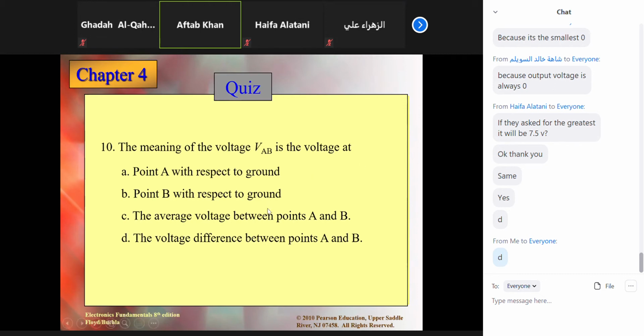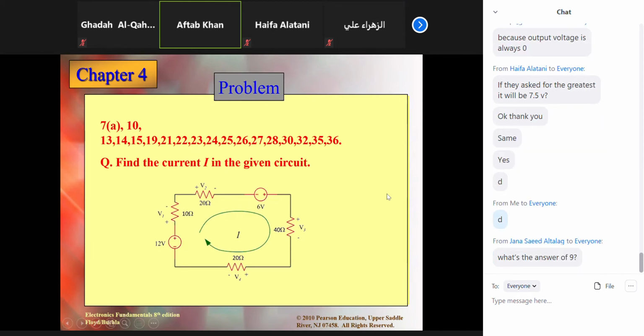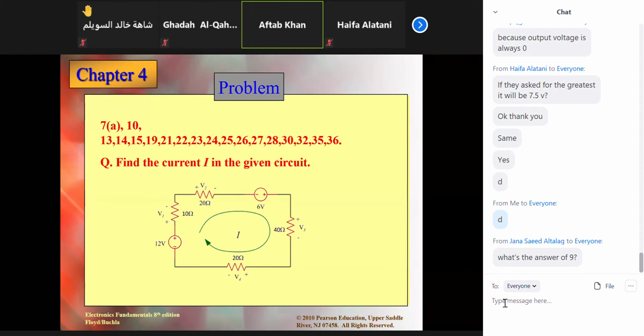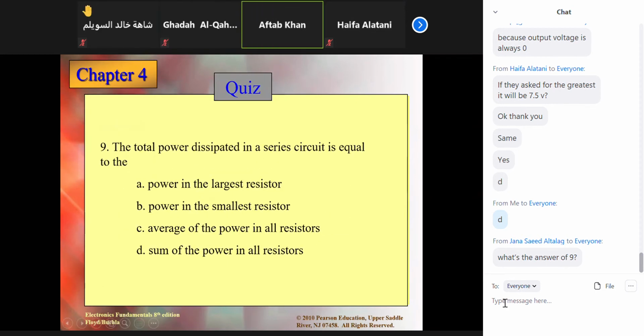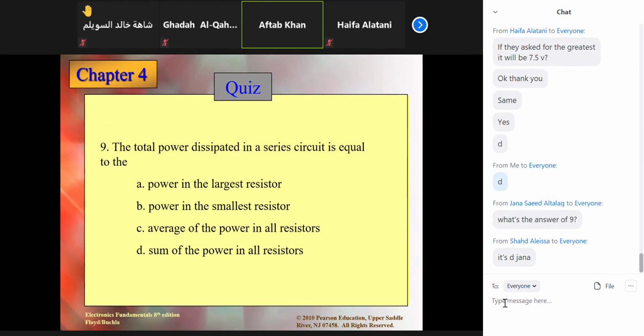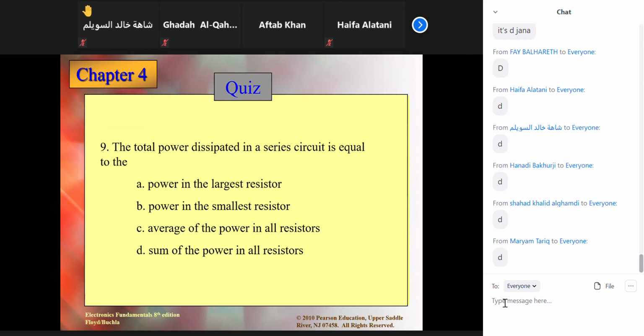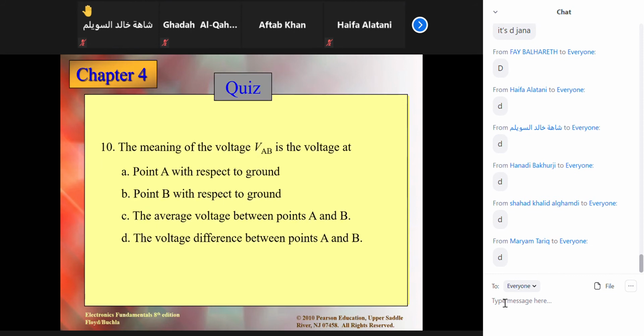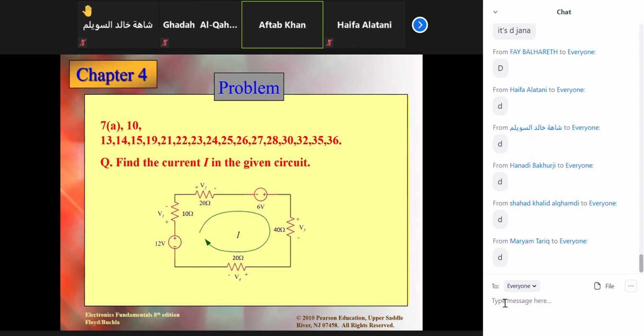Let's see one more question, which is here. So these are the problem questions which you can get. What is the answer of 9? D. It's a D, Jana. Okay. See, there are some good questions which you at least must go through and practice, which are 13, 14, 15, 19, and 20. You can just check them from the book.